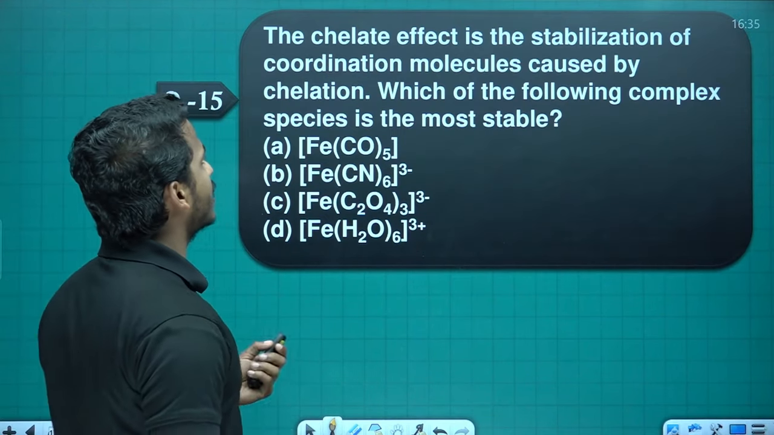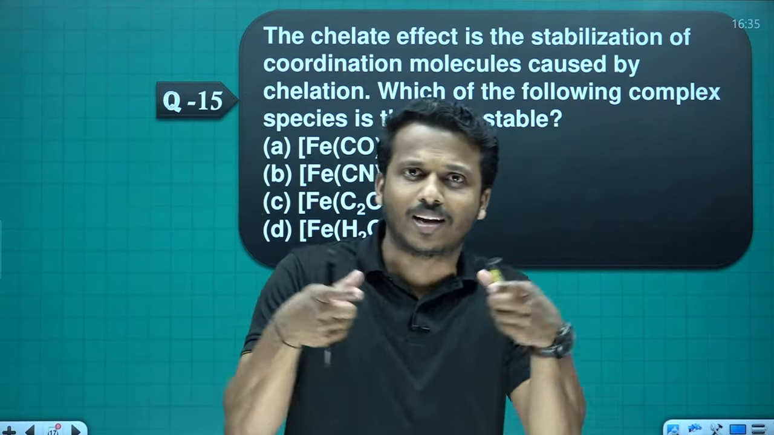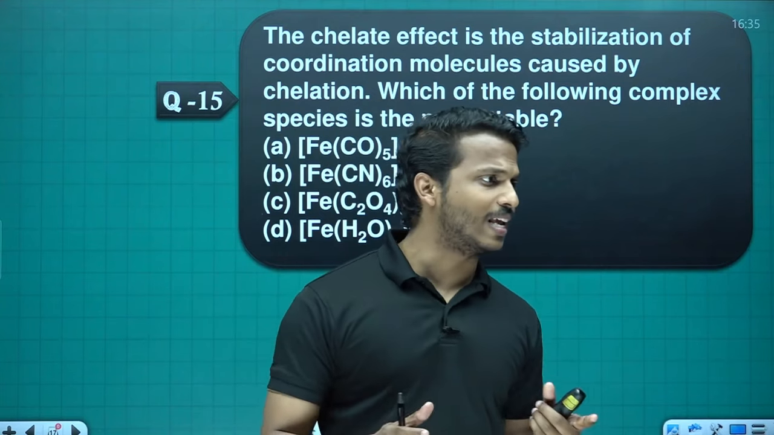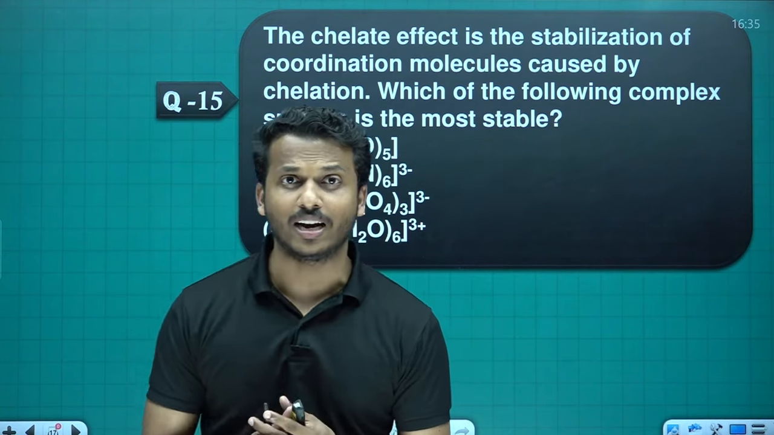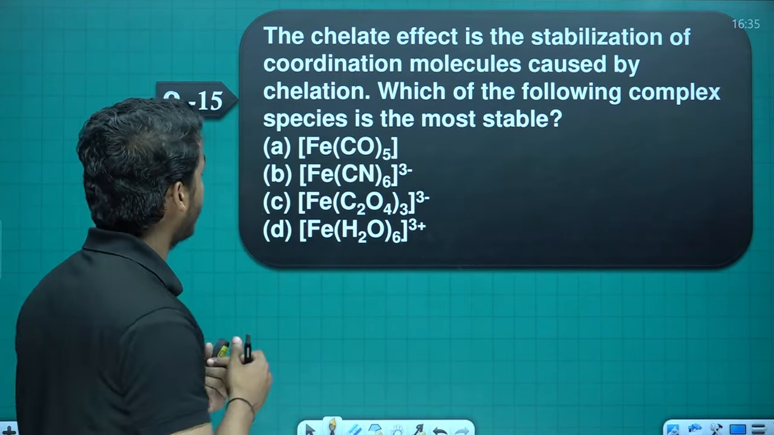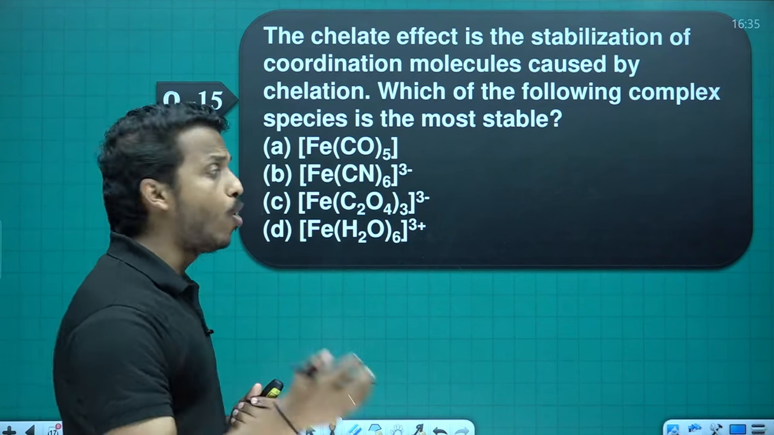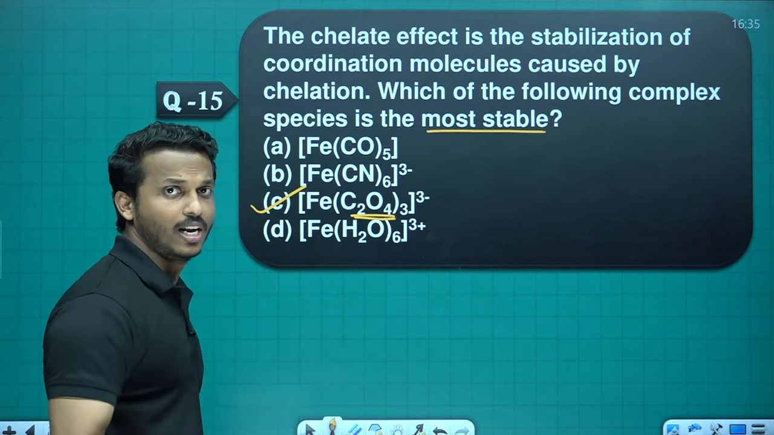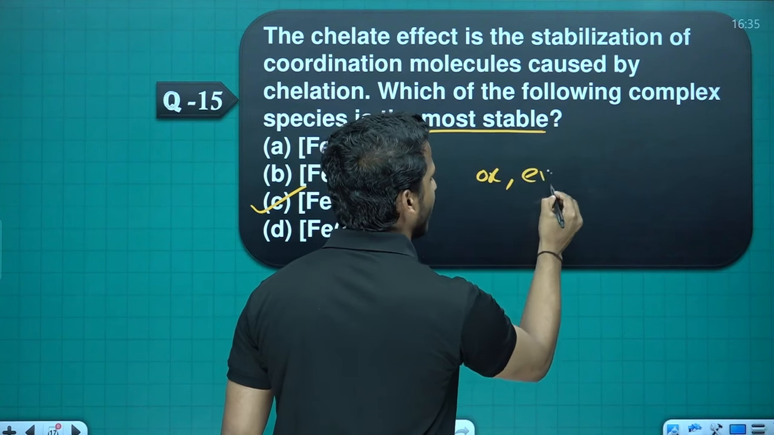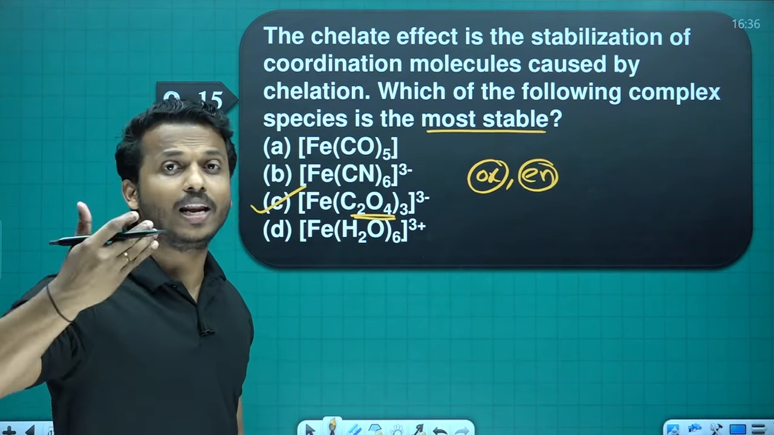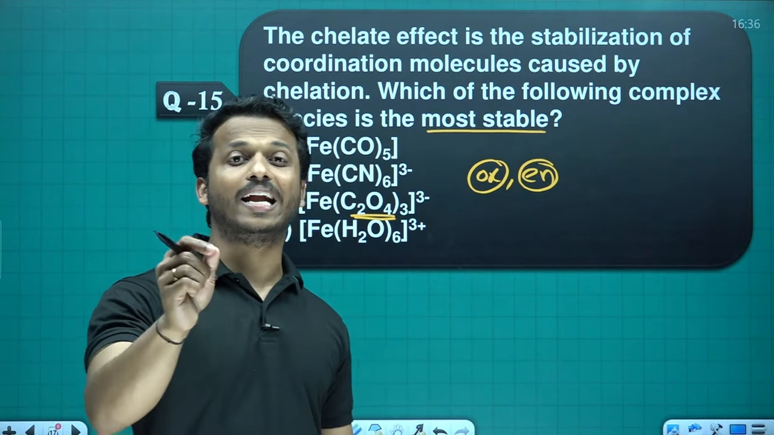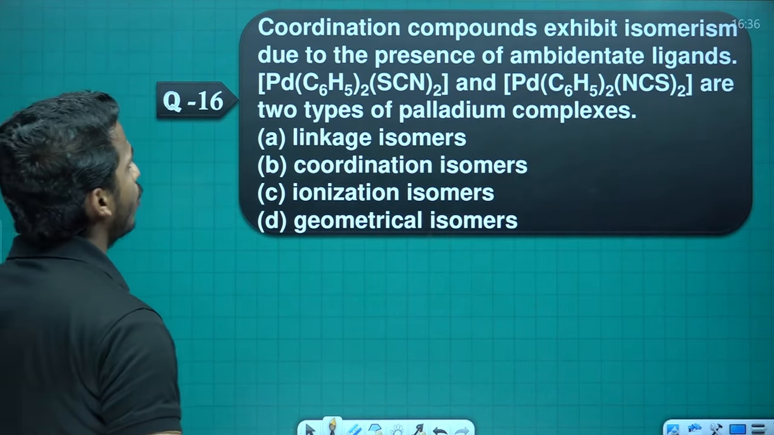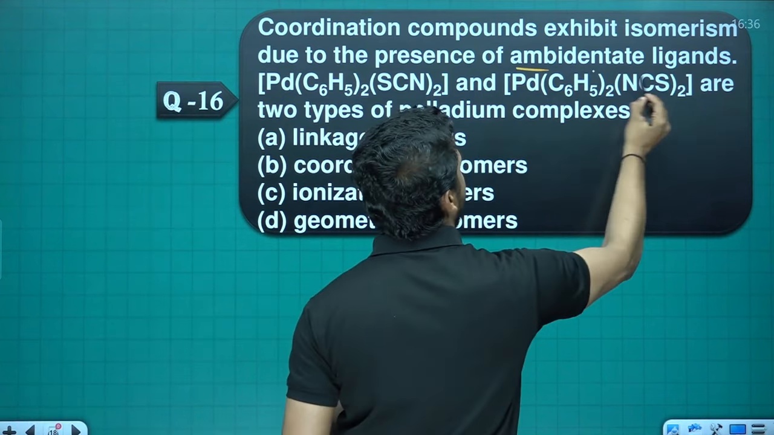Then the chelate effect is a stabilization, right? Chelating ligands are there in the complex. What is a chelating ligand? They are bidentate or polydentate ligands. If there is a chelating ligand in your complex, they can form stability. Which of the following complex species is the most stable due to chelation? Which is a chelating ligand? Option C, dear all, oxalate is there. What are the bidentate ligands we studied? Oxalate and en, right? So in order to form chelation, bidentate or polydentate ligands are required. These all are monodentate ligands.